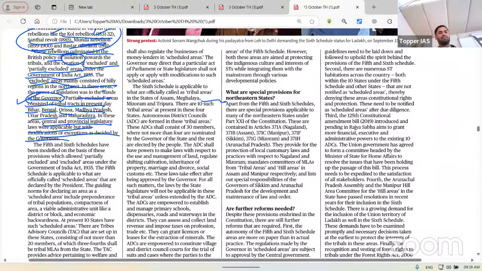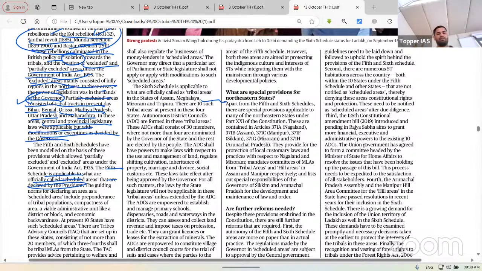So the 5th schedule is applicable to what are officially called scheduled areas. Okay. The 5th schedule is applicable to, you already know, what is the 5th schedule related to? Scheduled areas that are declared by the president. See, now every line is important. Who declares scheduled areas?